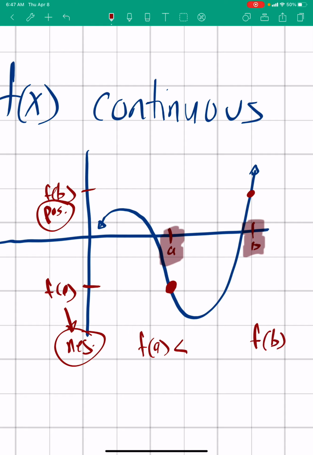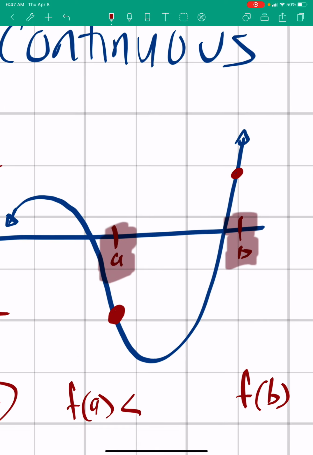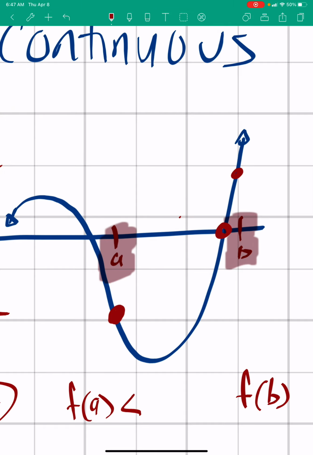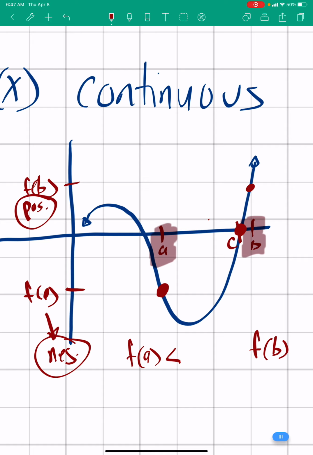I'm writing this inequality, but I also know there must exist some value c in which it goes from negative to positive, meaning it crosses the x-axis, and we call that a 0. So intermediate value theorem lets me say, since f of a is less than f of b, and f of a is already negative, I know for a fact there must be some value in the middle, where if I plug in c to get f of c, it will have to be a 0 of the function.